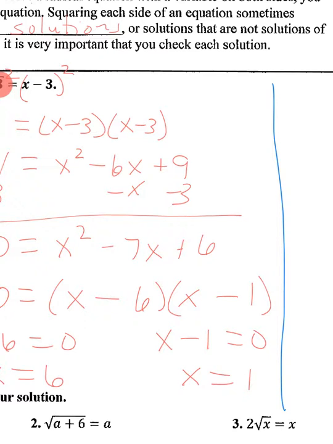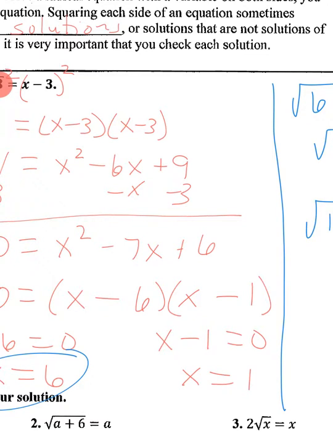Okay, so we're going to start with the 6. So I'm going to put 6 plus the square root of 3 equals 6 minus 3. Again, I'm just taking this and plugging it into the original equation. So we've got the square root of 9 equals 6 minus 3, which is 3. Yes, that works.